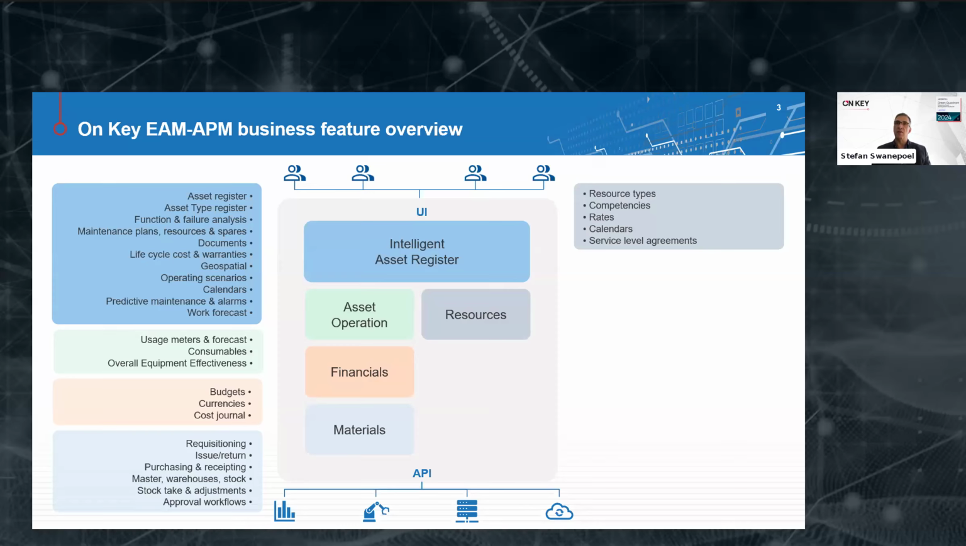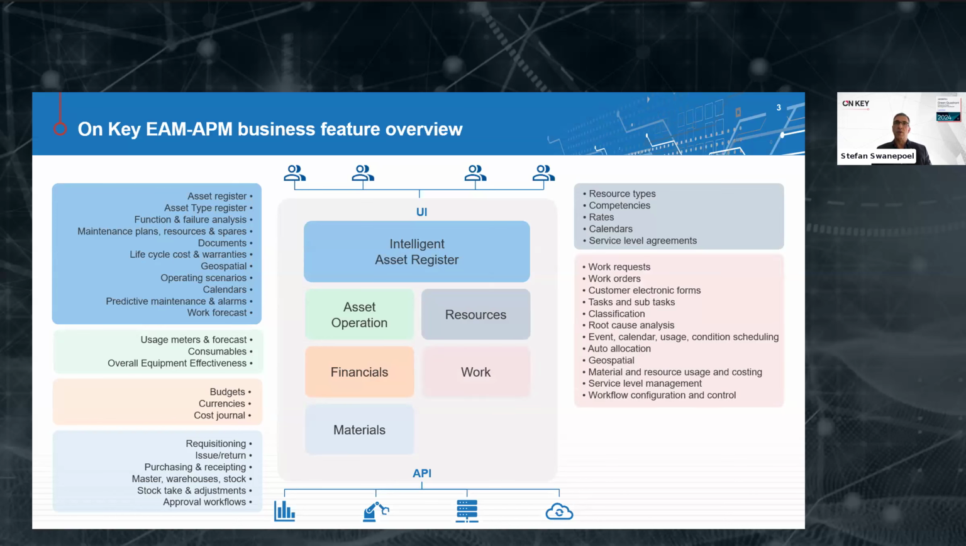Then the next one is the resources. So that's everything in terms of human and special resources necessary to perform work. The different types, the competencies, rates for those, the calendars of availability, and also tracking service level agreements around that. And then the important other part is the actual execution of work.